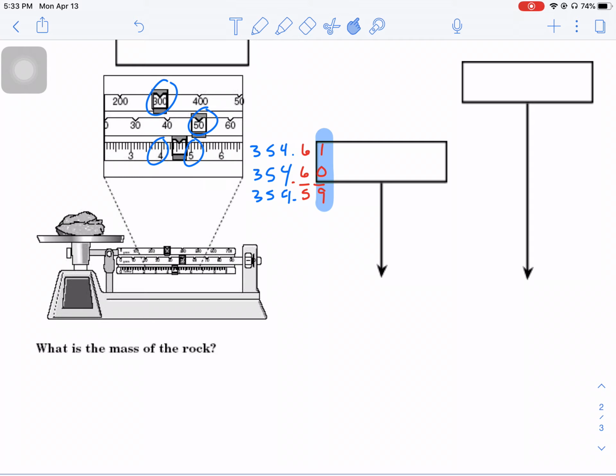Just remember, if your centimeter scale goes to the 10th, you have to go to the 100th. If your digital balance goes to the nearest gram, you have to estimate to the nearest 10th. So guys, just make sure you're estimating your measurements. Always estimate one digit beyond what the instrument recommends.